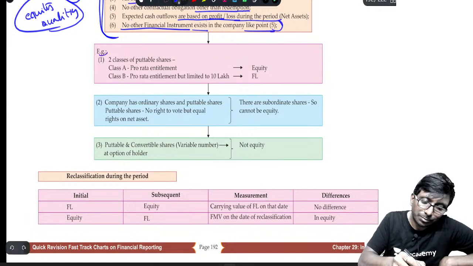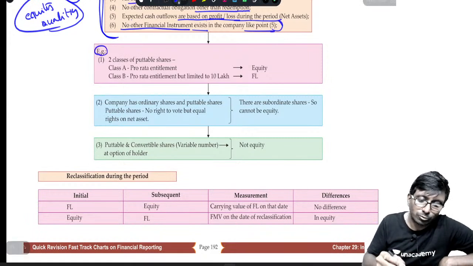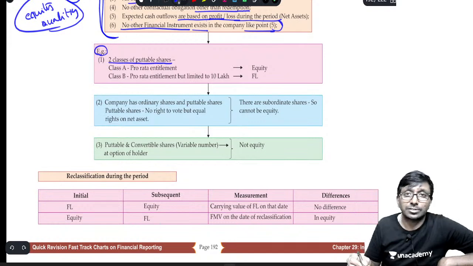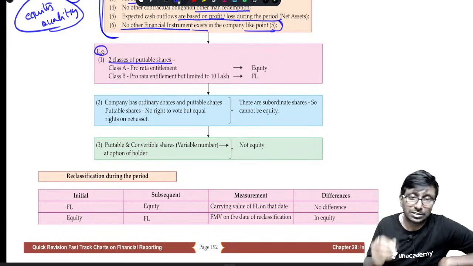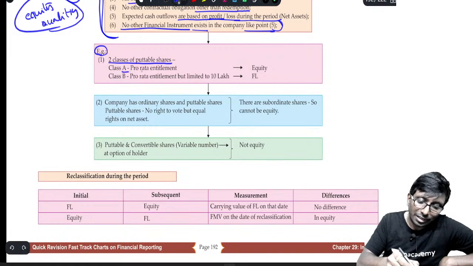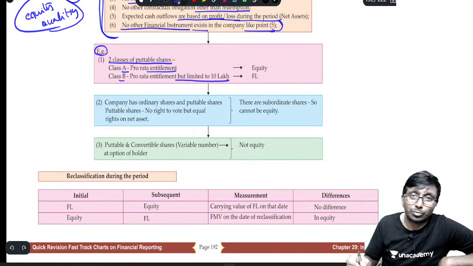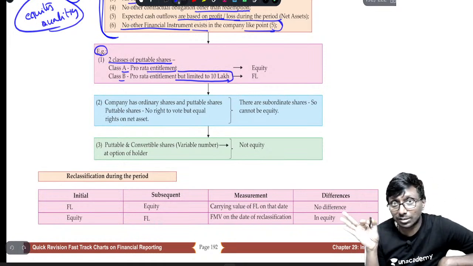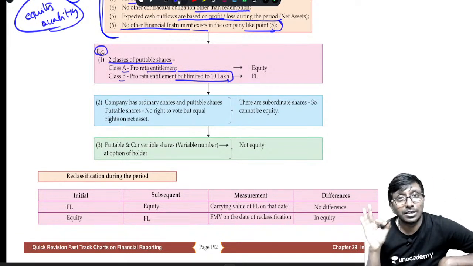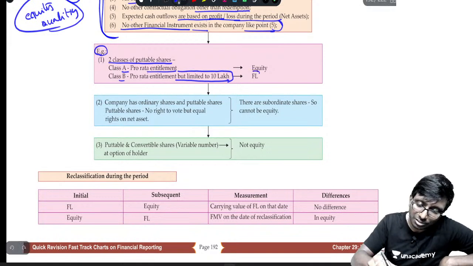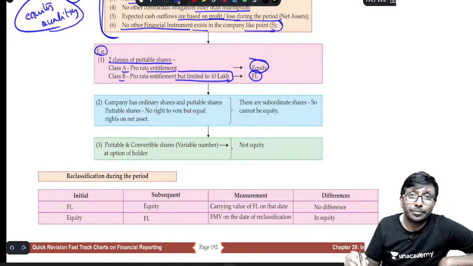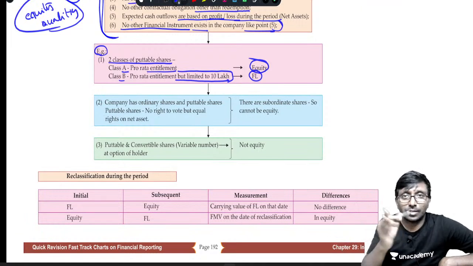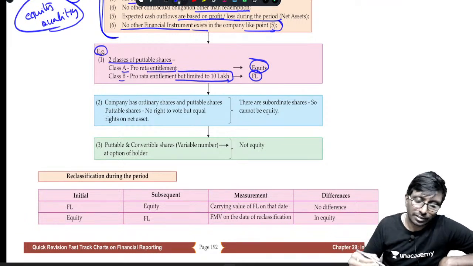See these examples I have given, maybe they will be helpful to you. There are 2 classes of putable shares. Entity A has a pro rata entitlement. Entity B has a pro rata entitlement but limited to 10 lakh rupees. That means you are not getting pro rata to the net assets of the company, your limitation is a maximum of 10 lakh. That means it is a financial liability. And the first one is obviously pro rata to the net assets, so it is equity. You are entitled to that.